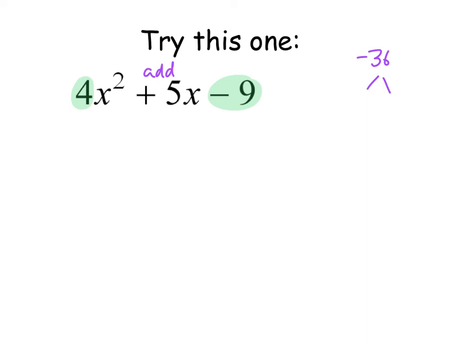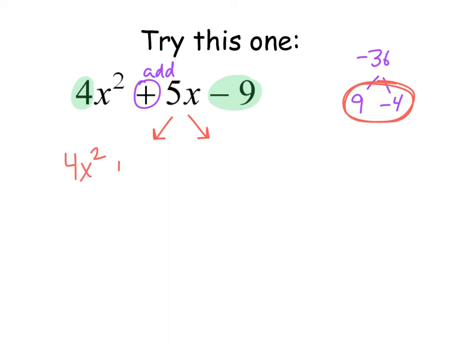Okay, so with 36, I know we have 9 times 4. Okay, I need one of them to be negative because we had negative 36. So I need to do a positive 9 and a negative 4, right, so that they'll add up to be a positive 5. Okay, so you just got to be careful with the signs, you know, negatives, positives. And so what I'm going to do is split up this 5x into these 2 terms. Okay, 4x squared was still there. Then I'm going to do a plus 9x minus 4x, and then a minus 9.